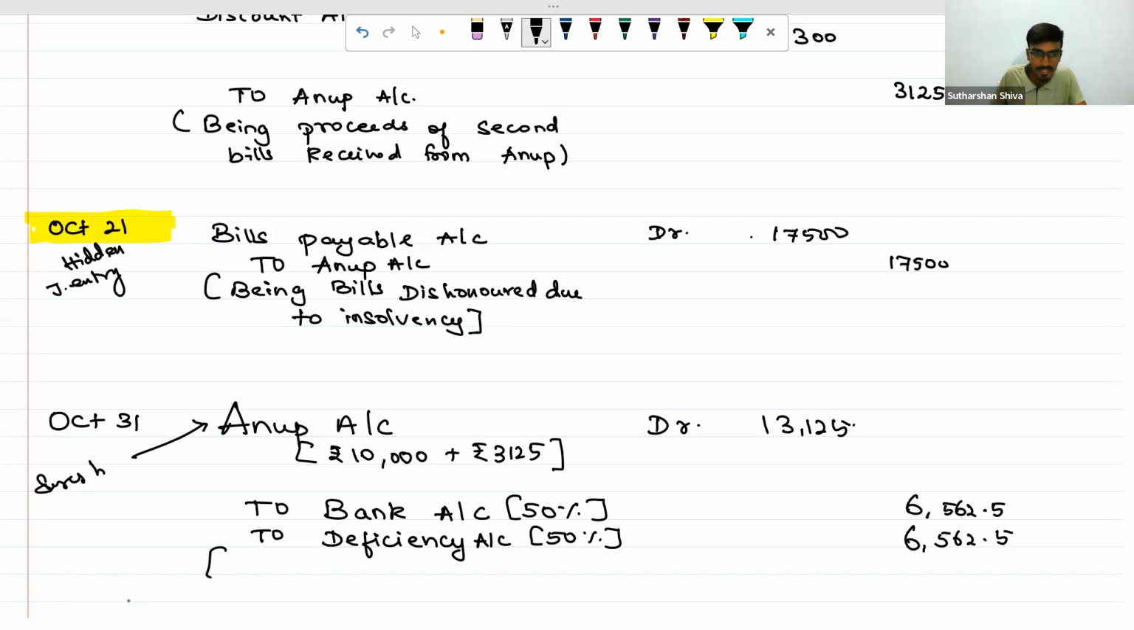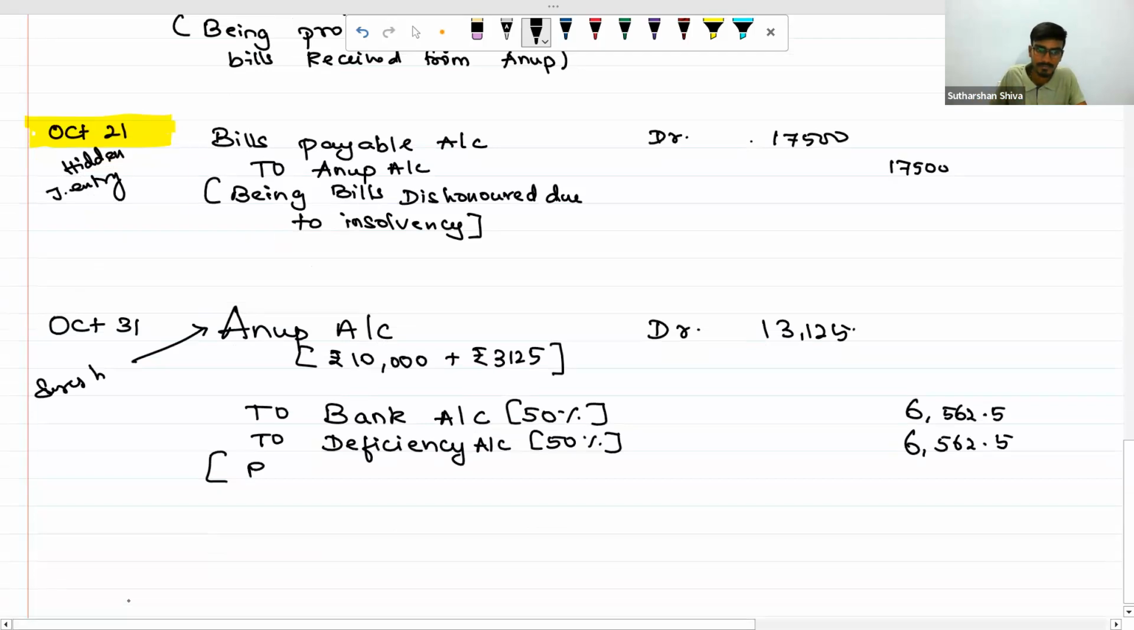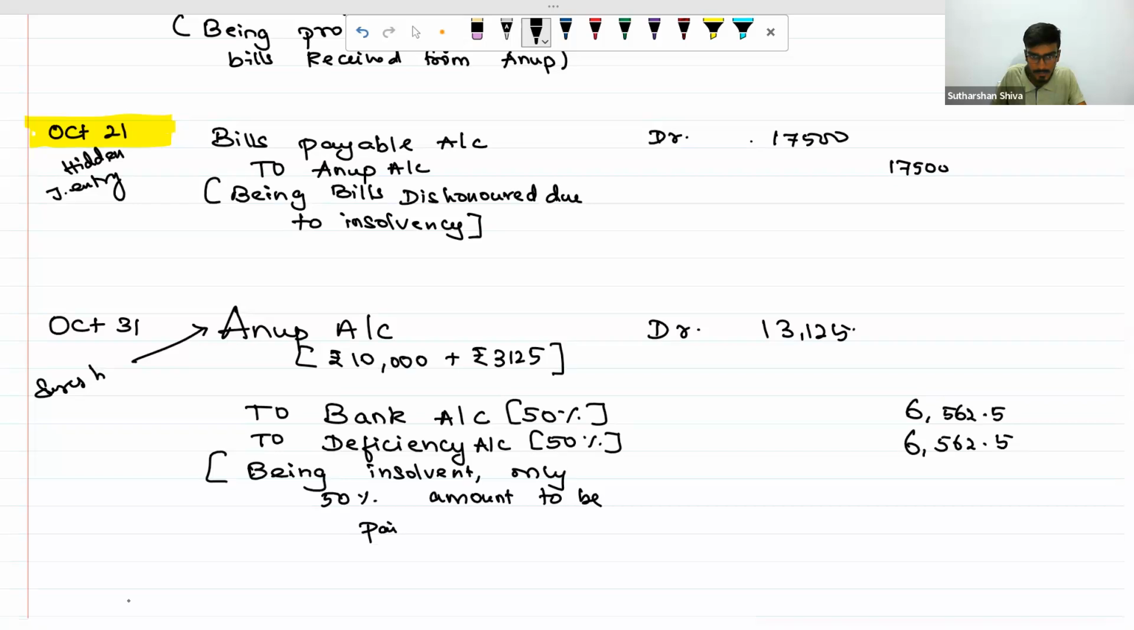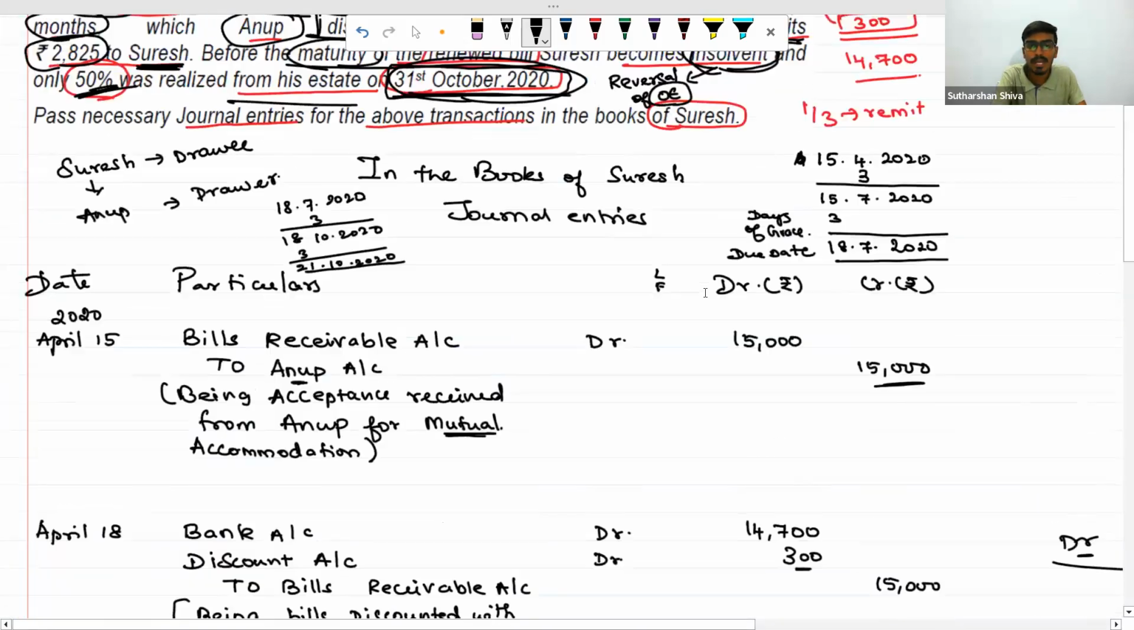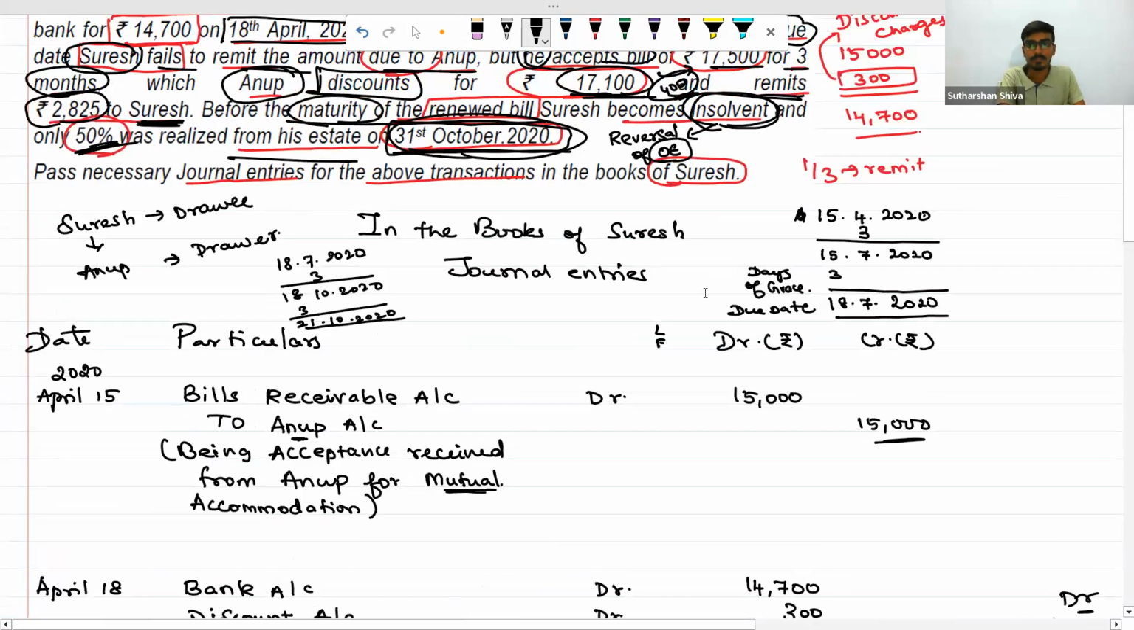Here we will write a journal entry. Being insolvent, only 50% amount to be paid to Anup. That's all with my journal entry. If you do all this part, you will have a very good 8 marks. Very good 8 marks.